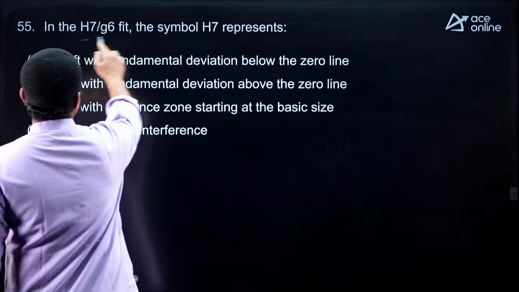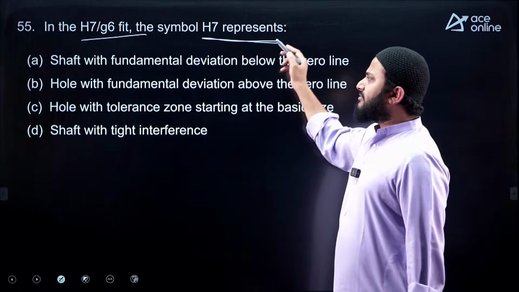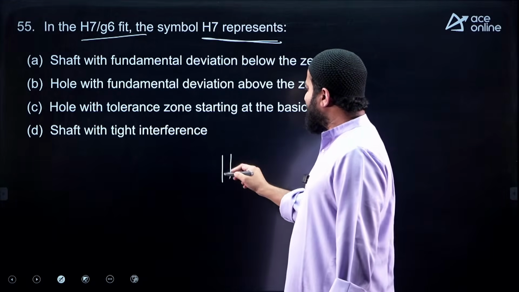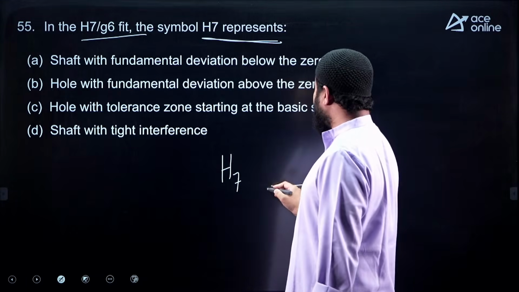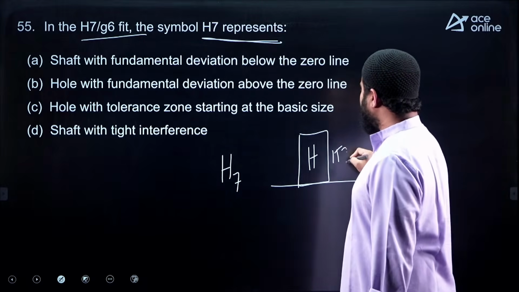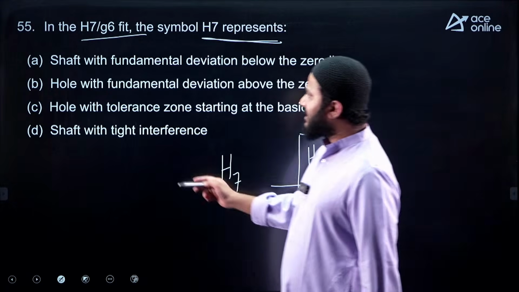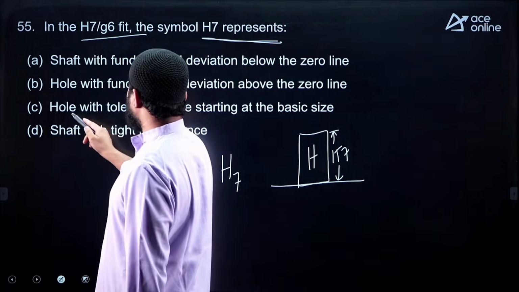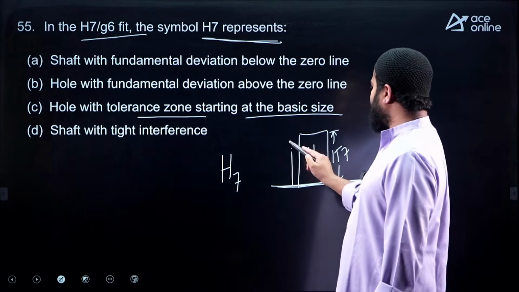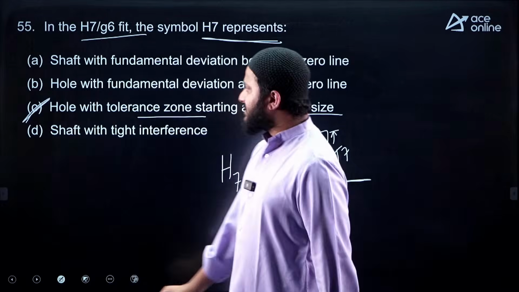Next, it's a metrology question where an H7 G6 fit is given. What does the symbol H7 represent? Copied question from the previous GATE papers only. So, H7 is the designation based on any basic size, the tolerance zone position of a hole. For that IT7 is the grade of tolerance. So, capital H is the hole tolerance zone that is lying on the basic size. So, the hole tolerance zone starts at the basic size, lying on the basic size. So, the answer is option C.